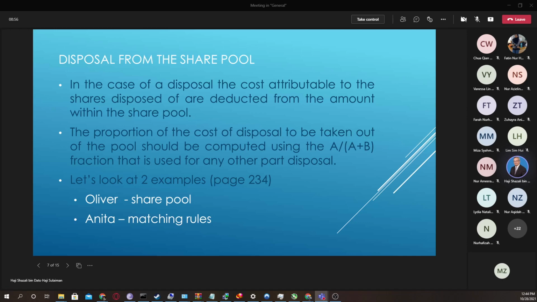So let's take the first example, Oliver. In August 2006, Oliver acquired 4,000 shares in Twist PLC at a cost of 10,000. He sold 3,000 shares on 10th of July 2018 for 17,000. Compute the gain and the value of the share pool following the disposal. Okay, so the first thing you need to know when you calculate your gain or loss is there has to be a proceeds, there has to be a cost, and the balance is either your gain or your loss.